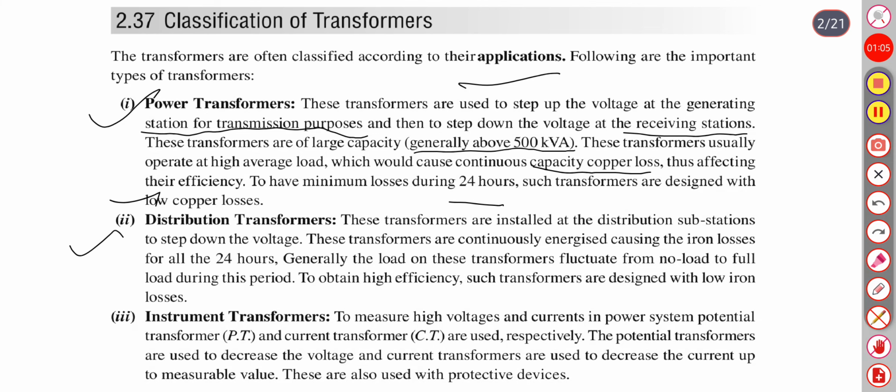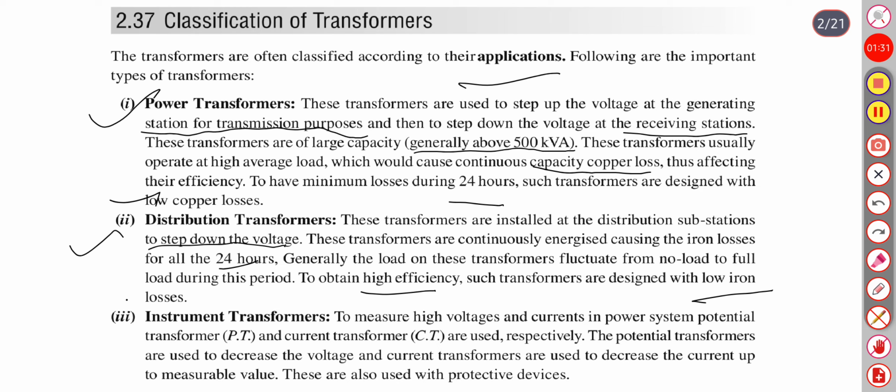Second, distribution transformers are installed at a distribution substation to step down the voltage. These transformers are continuously energized, causing iron losses for 24 hours. Generally, the load on these transformers fluctuates from no load to full load during this period. To obtain high efficiency, such transformers are designed with low iron losses.